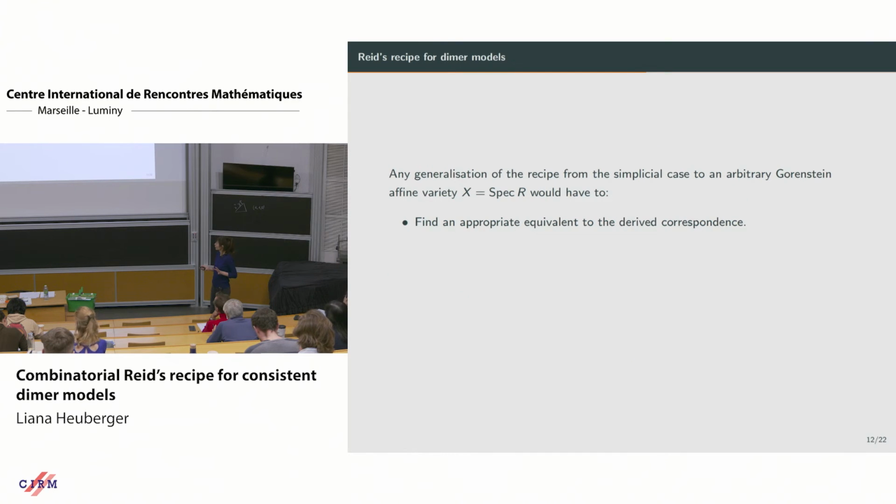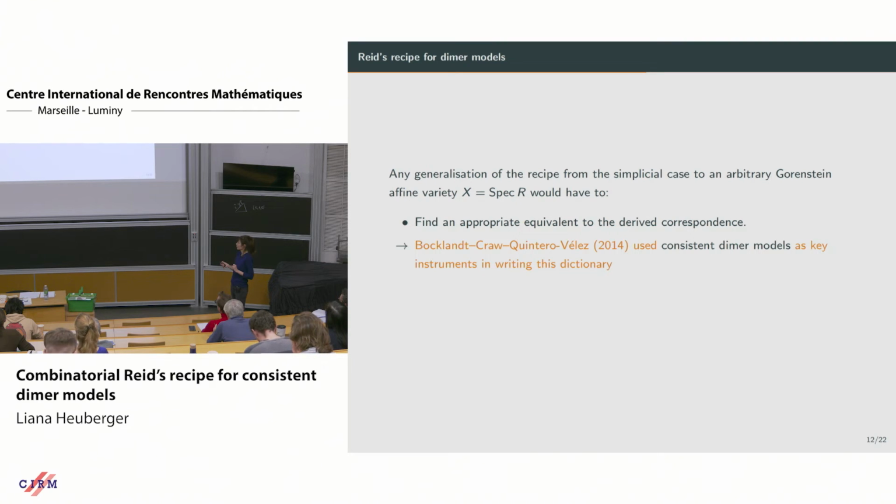So now we have to brainstorm. If we want to generalize this from triangles to arbitrary polygons, this is what this says: from the simplicial case to an arbitrary Gorenstein affine variety. So you have to find an appropriate equivalent to the derived McKay correspondence.